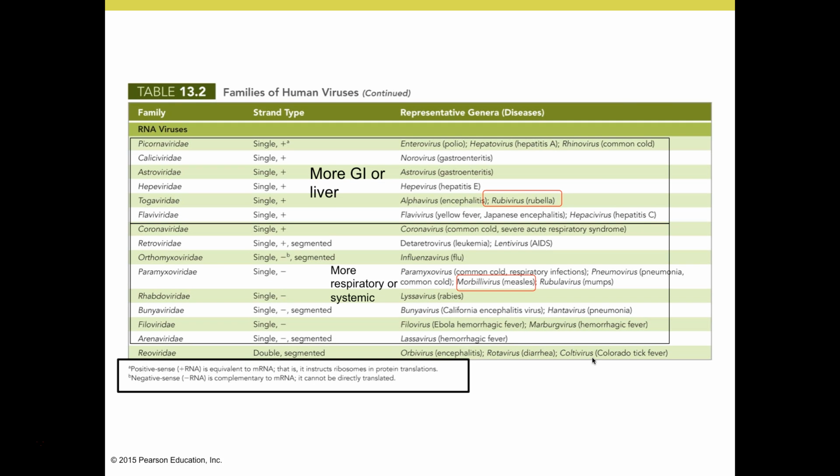These are human viruses again. Continuing, but now we're looking at RNA viruses. They call these single positive strands. These are more your GI and your livers. Then you have the other ones that can be positive or single strands that are negative. These happen to be more your respiratory or happen to be systemic.